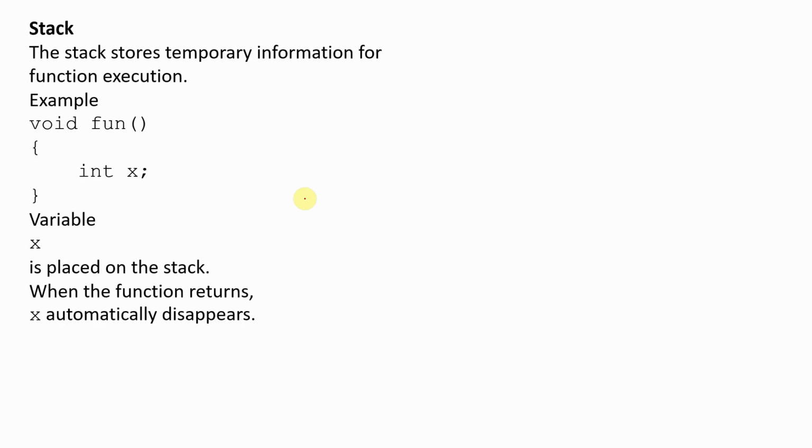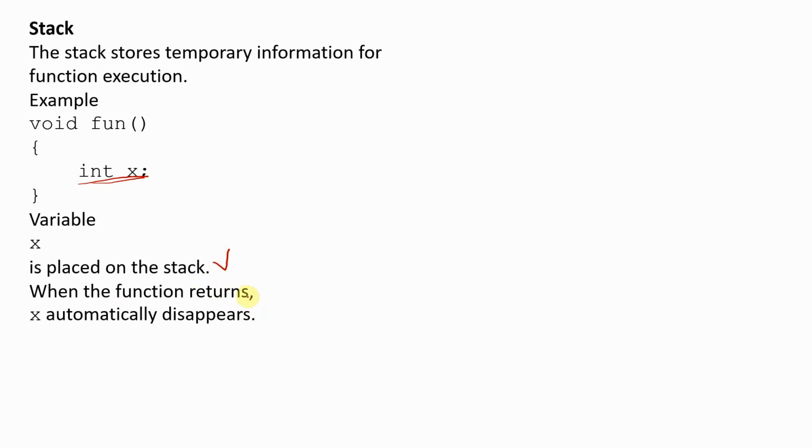Next is stack. Now, what is this stack? Basically, the stack stores temporary information for function execution. For example, if I have a void function, and I have an internal variable declared inside my function as int x. Now, how is the memory allocated for this local variable? As you may already know, the local variables which we declare inside a function are going to have temporary memory storage. That temporary memory storage will be allocated in my stack.